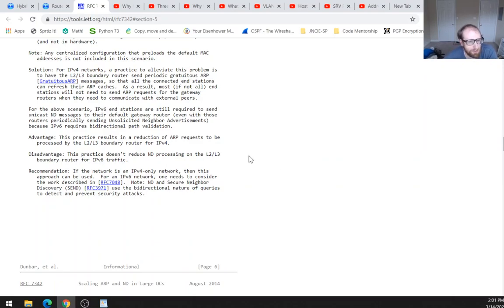Advantage: this practice results in a reduction of ARP requests to be processed by the L2/L3 boundary router for IPv4. This practice, what was the practice again? To have, okay, gratuitous ARPs. Disadvantage: this practice doesn't reduce ND processing on the L2/L3 boundary router for IPv6 traffic. So the practice is to have gratuitous ARPs sent out on your L2/L3 boundary routers, whether those be at the distribution or access layer.